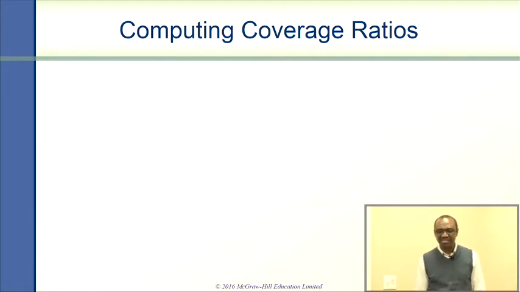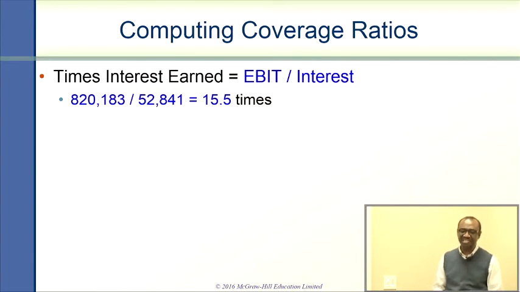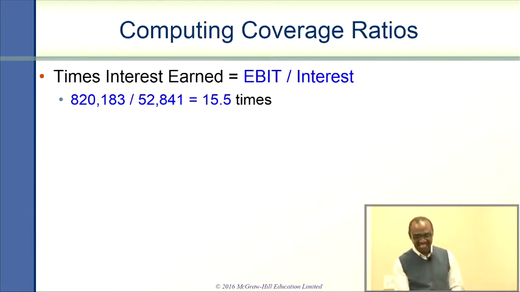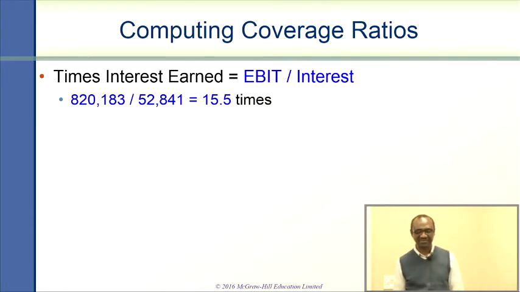Another area is the interest cover. We look at the times interest earned. Here we look at the earnings before interest and tax divided by the interest that is paid in the period. The more, the better. So we have 820,103 as the total earnings before interest and tax, and the actual interest paid was 52,841, which gives us 15.5 times. That means with the amount of debt that they have, they're able to pay the interest 15.5 times.